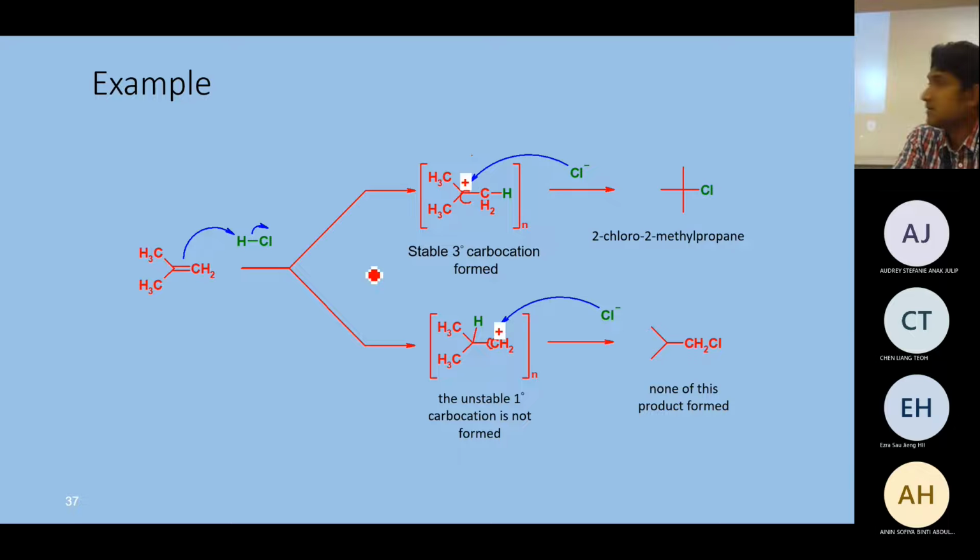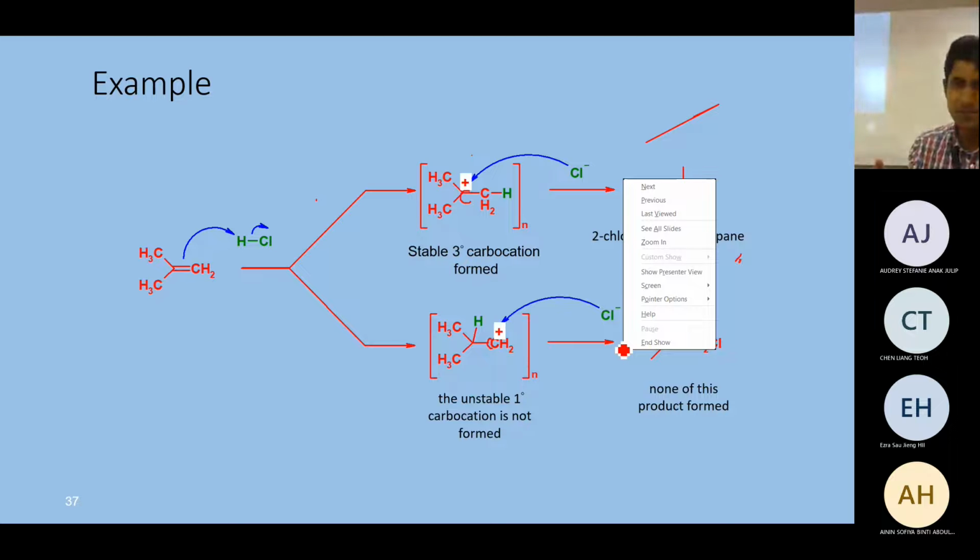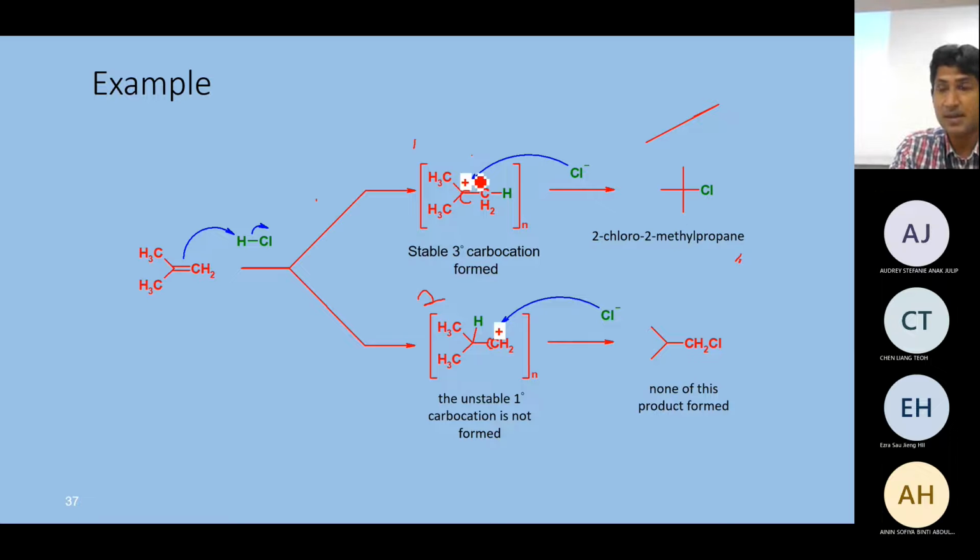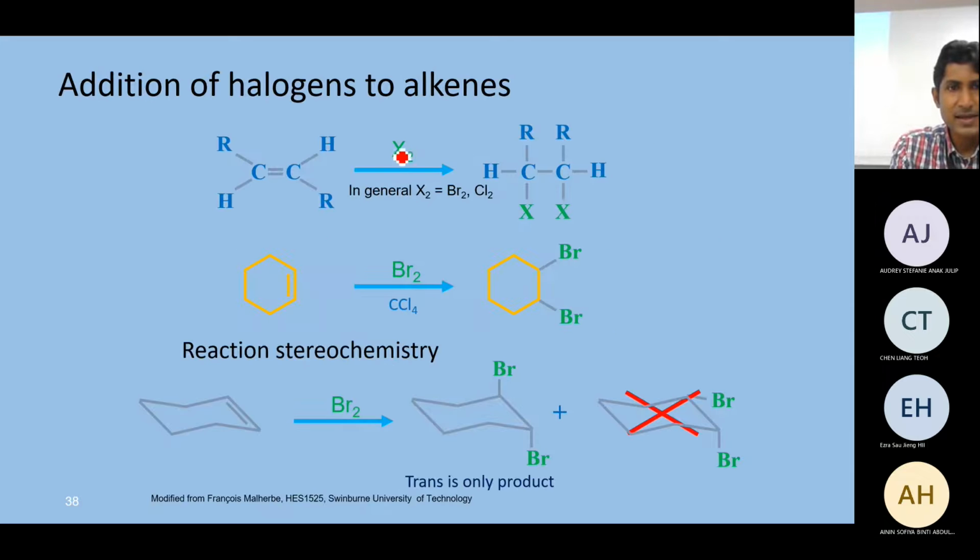Okay. This is the first intermediate, and this below one is the second intermediate. The first intermediate is much more stable because it has the most substituted carbon. The second one doesn't. So that is why this type of product is more stable. Addition of halogen to an alkene is quite easy actually. The halogen will be attached to either side.